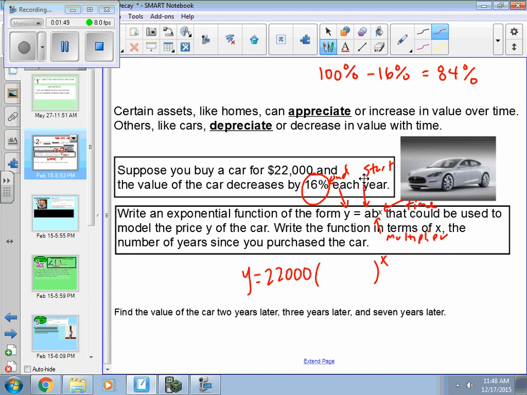Now remember, when you're putting it in the equation, we have to do this as a decimal. If we change 84% to a decimal, that's 0.84. That's our multiplier because 100%, which as a decimal is 1, minus 16%, as a decimal 0.16, gives us 0.84. So 0.84 is our multiplier. That equation can now be used to find the value of the car 2 years later, 3 years later, 7 years later, whatever year we wanted.